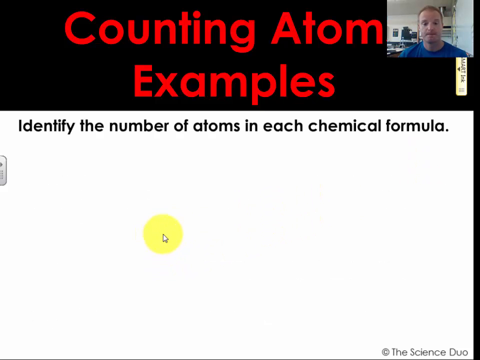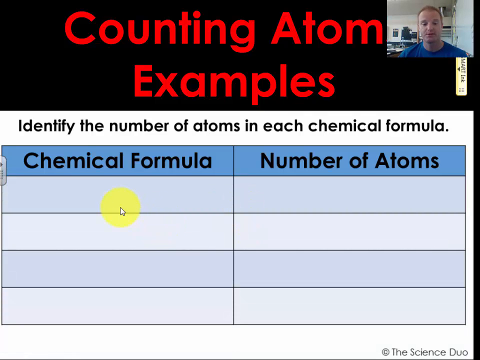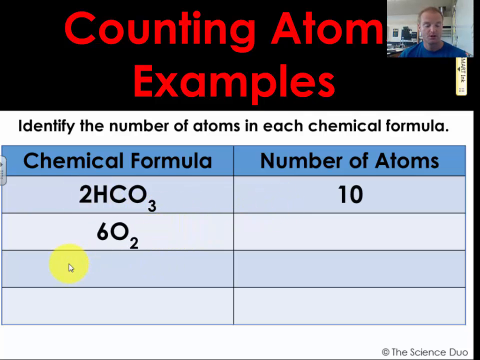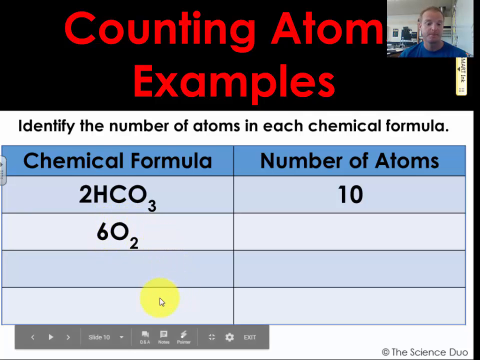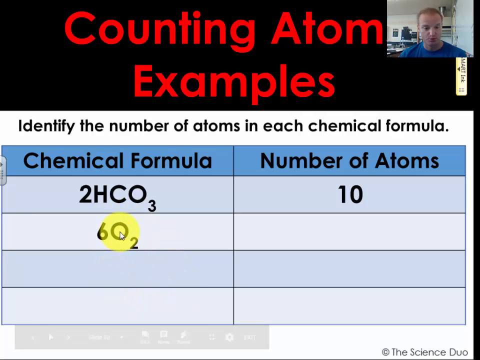We'll do a couple of these, and this will be the last thing we do for the day. We have 2HCO3. I'm looking for the total number of atoms. There's 1 there, 1 there, and this number 3 tells me there are 3 oxygen. So I have 1, 2, then 3, 4, 5. So I have 5 atoms, and the coefficient out in front is 2. So 2 times 5 gives me 10. Another example, here's my oxygen again. I have just one element, just oxygen, and there are 2 of them, times 6 gives me 12.